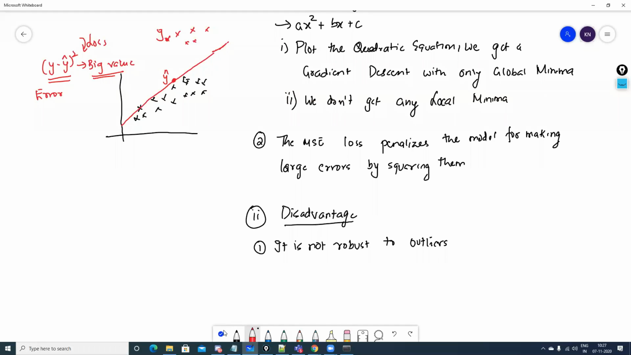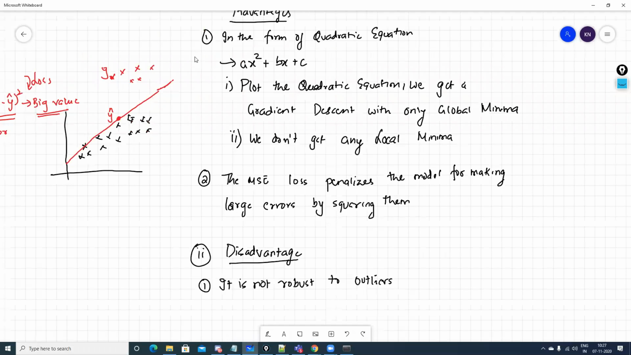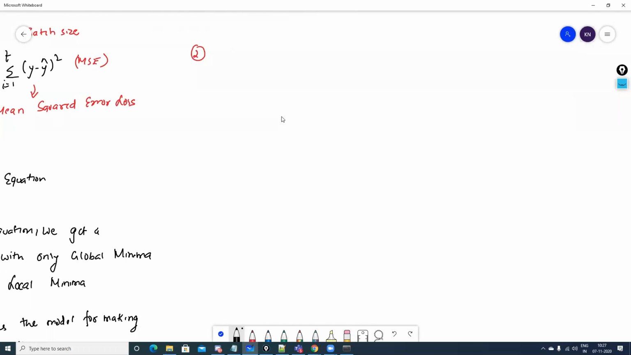So these were the 2 points that I wanted to mention with respect to mean squared error. Now coming to the second type. In order to prevent this, we have something called absolute error loss. We also call it mean absolute error loss.